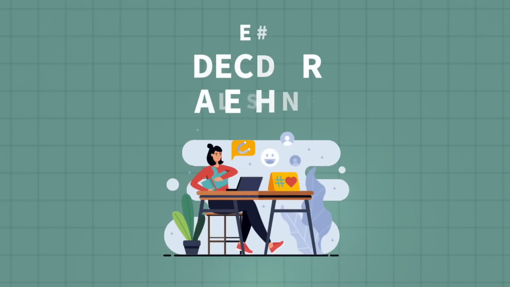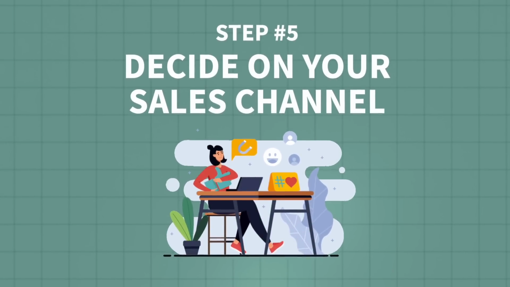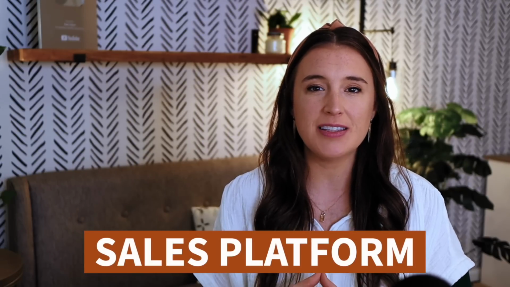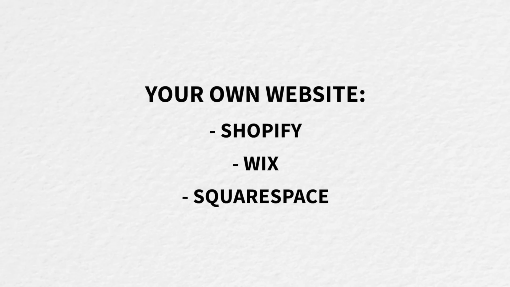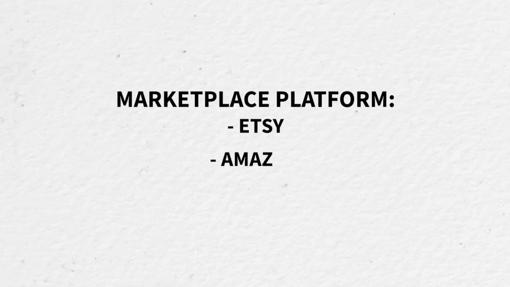All right, now it's time to move on to step number 5, which is to decide on your sales channel. This is also called a sales platform, and this is basically just wherever you're going to set up shop and actually get your listings published and out into the world for sale. So the two main options here are you could either sell on your own website with a tool like Shopify, Wix, Squarespace. There are a lot of different e-commerce options for building your own website and shop, or you could sell as part of a marketplace platform like Etsy, Amazon, or Creative Market.